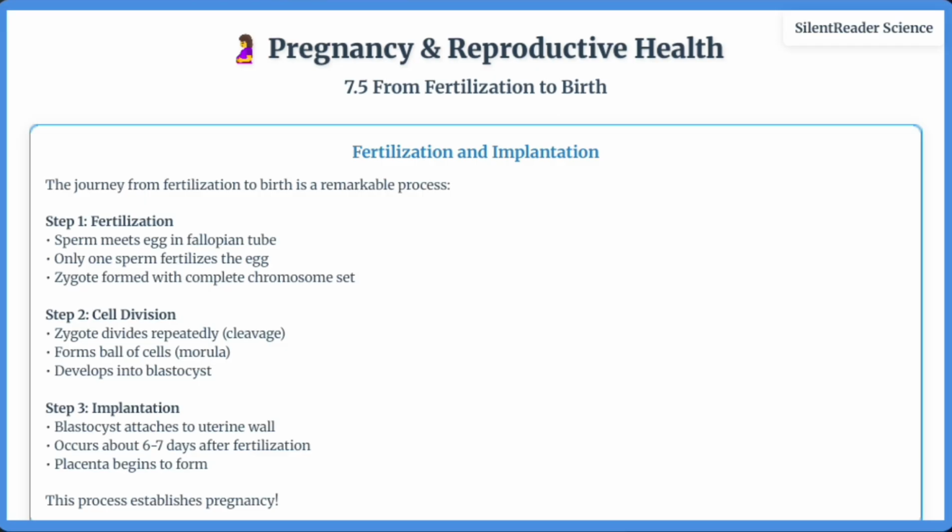Plants use flowers as sophisticated reproductive structures with mechanisms to encourage cross-pollination. Human reproduction involves complex systems ensuring successful fertilization, pregnancy, and birth. Reproductive health knowledge enables informed decisions about family planning and disease prevention.